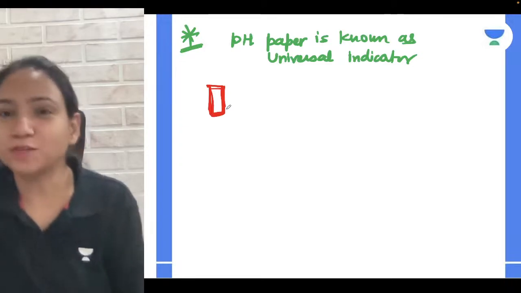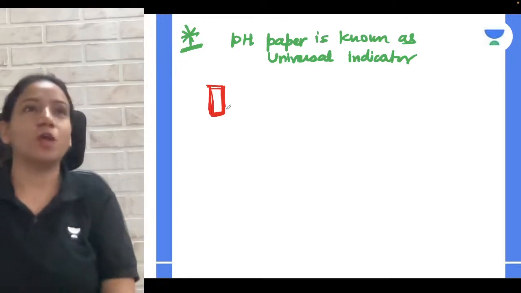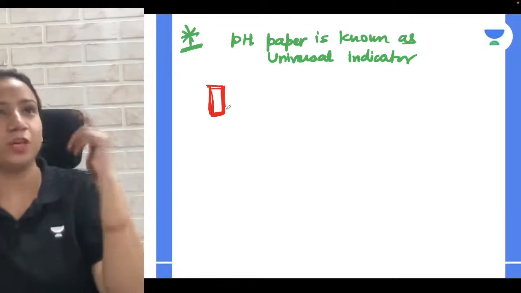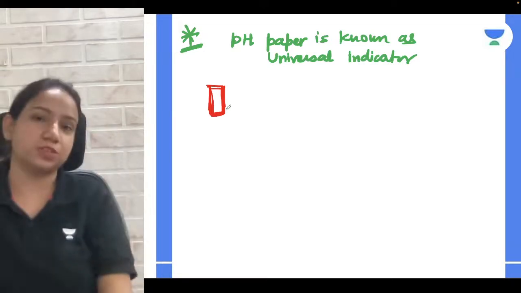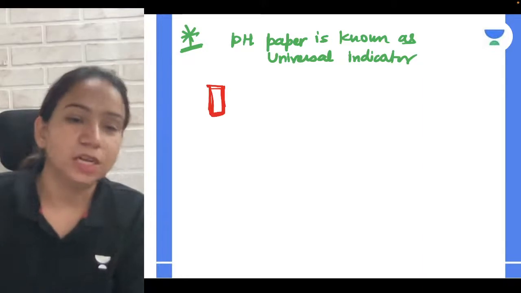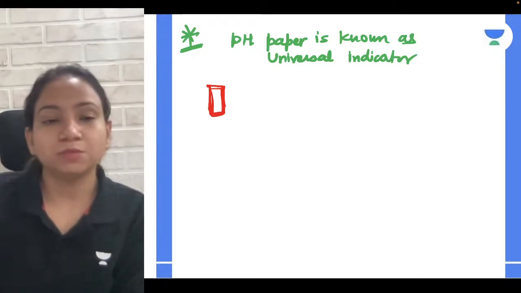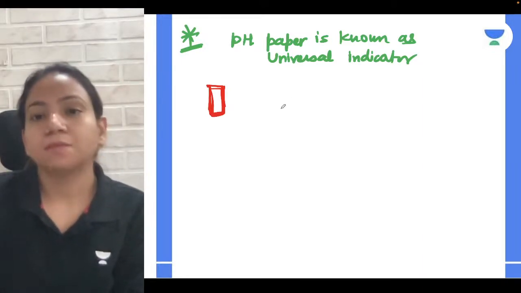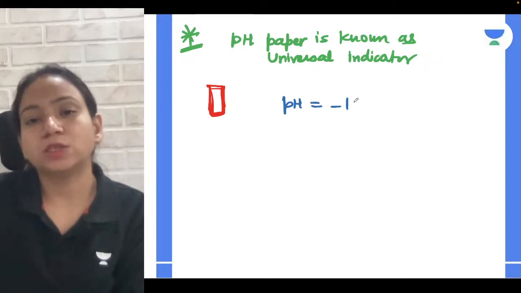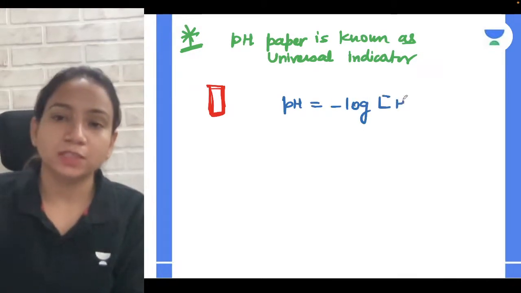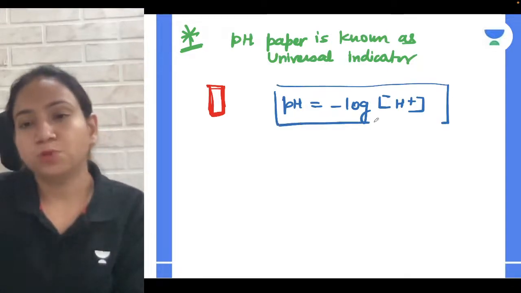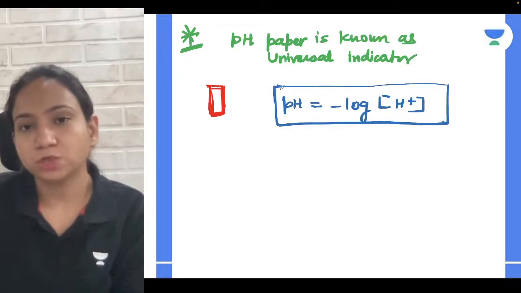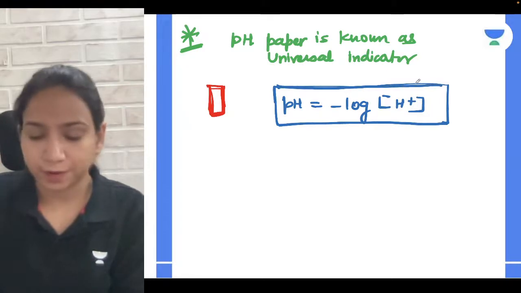If they give you a question, you can't say, okay, let me go in the lab, do the experiment, then only I will tell the pH. No, you can't say that. You have to calculate it, right? So how will you calculate it? The formula is very simple. pH is equal to minus log H plus ion concentration. We get to know the potential or the power of hydrogen with this formula.